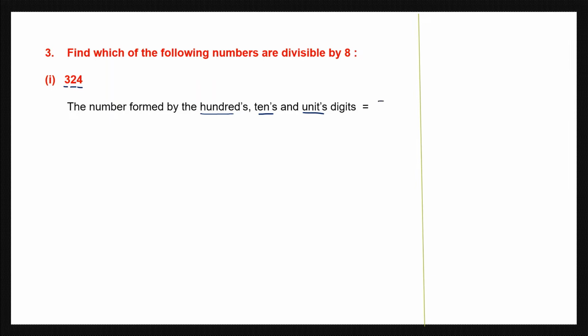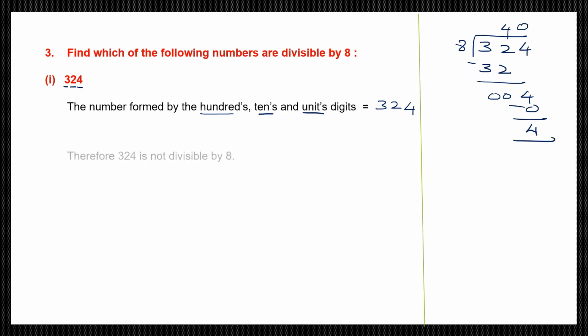So, the number that's formed is 324, that same number. Now, divide this by 8. 8 fours are 32, minus, bring down the 4, 0. So, the remainder is 4. So it is not divisible. 324 is not divisible by 8. Question 2.